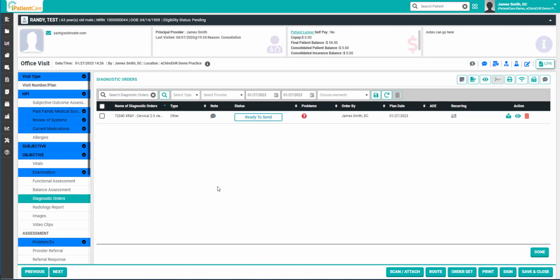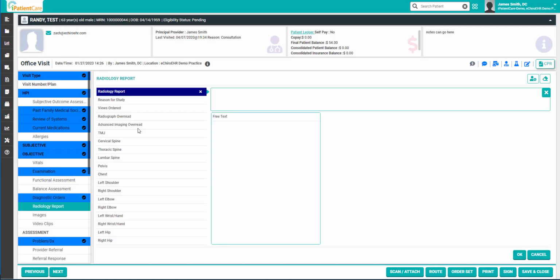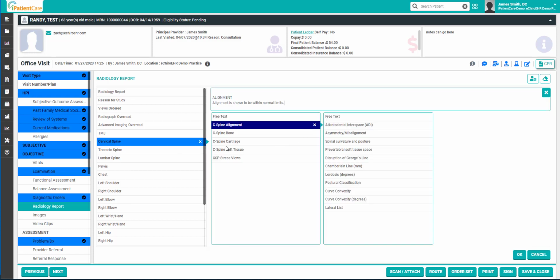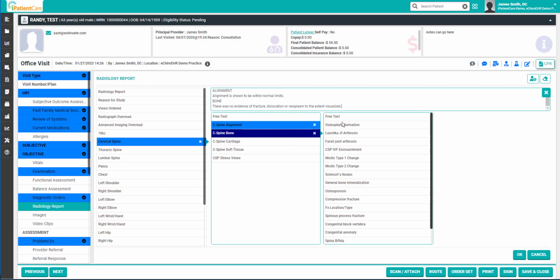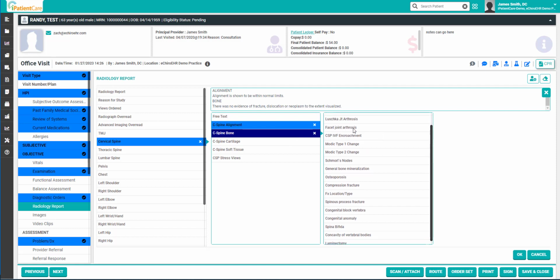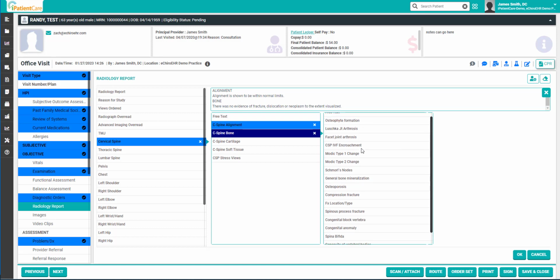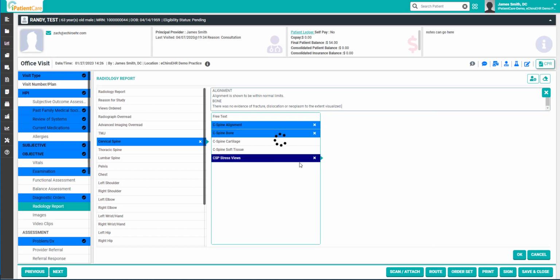Your radiology report is a section that is fairly detailed, and as you work with it, you'll see that it is laid out based on radiographic interpretation guidelines, as well as specific measurements and findings that are typical within that particular region for bone, for cartilage, for alignment, and soft tissue, in addition to stress tests.